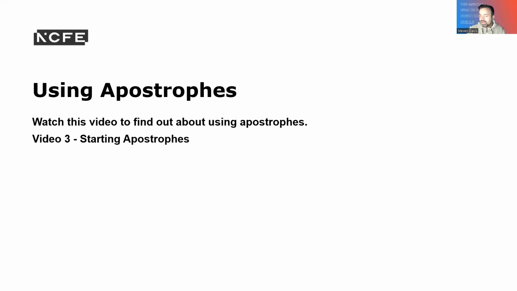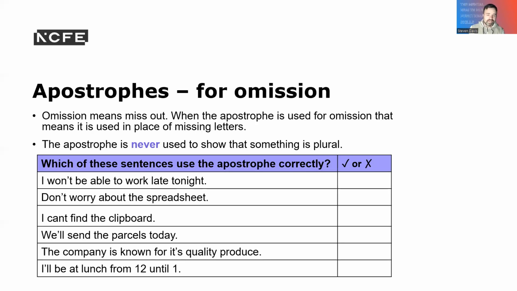So we're going to look at now using apostrophes. If you want to stop this, watch the video, and then we can come back. Okay. So now let's have a look at this. Apostrophes for omissions. So omission means missed out. So when the apostrophe is used for omission, missed out, that means it is used in place of a missing letter. So the apostrophe is never used to show that something is plural.